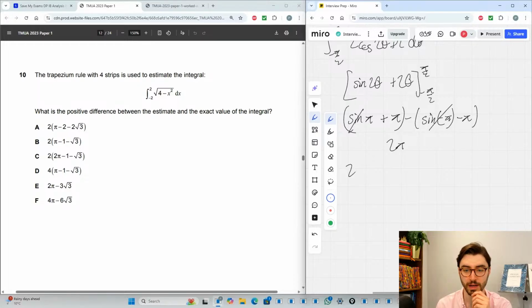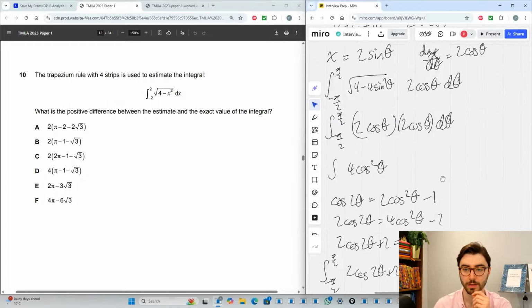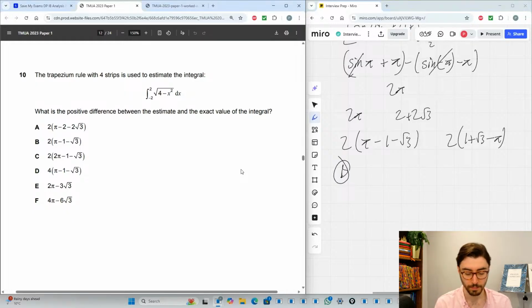So we've got 2 pi, and we're comparing that with 2 plus 2 root 3. So it's either 2 into pi minus 1 minus root 3, or it's going to be 2 into 1 plus root 3 minus pi. Which one exists? 2 into pi minus 1 minus root 3 is B. Lock that in. At least I get a point. So now I've got 14 and 18 to go. 16 minutes. Not bad, actually.